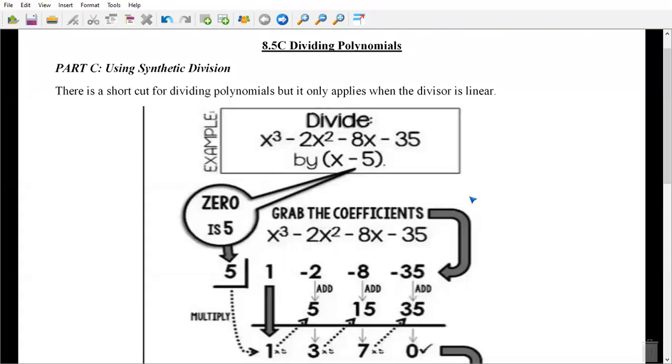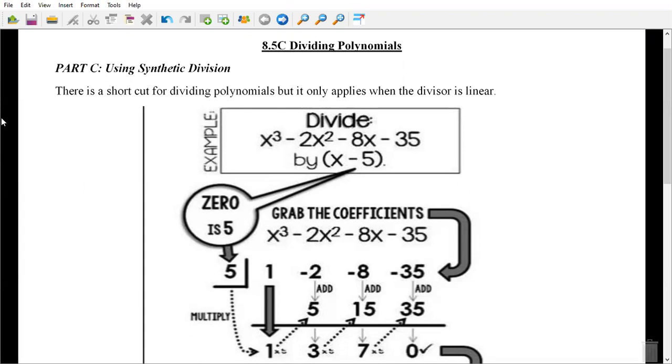All right, so we are on our last section of Unit 8, 8.5C, D, and E. So we're still talking about dividing polynomials. We're going to talk about synthetic division, okay? There is a shortcut for dividing polynomials, but it only applies when the divisor is linear.